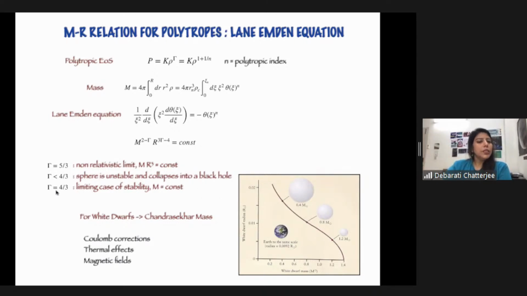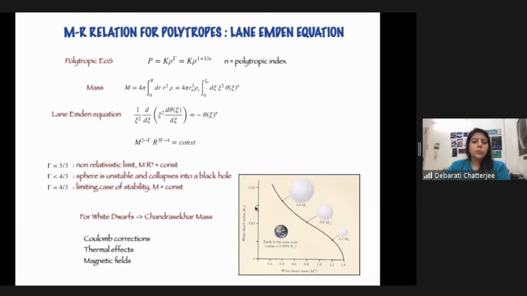Now there is a limiting case of stability, and this is the case when gamma equal to 4/3. If you put gamma equal to 4/3 here, you see that the second term disappears and you have an M equal to constant relation. This is what corresponds to the Chandrasekhar mass in the case of white dwarfs. If you consider the specific case of electrons, you will see that this is nothing but the Chandrasekhar mass.